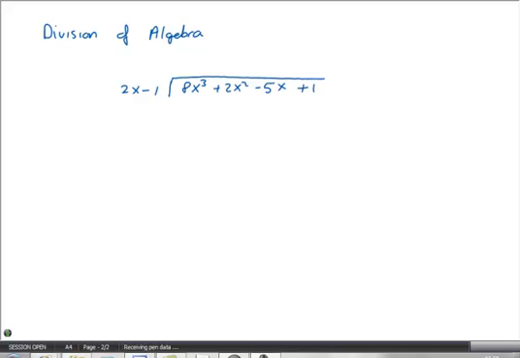Okay, so division of algebra. There's a question there on the board. So 2x minus 1 divided into 8x cubed plus 2x squared minus 5x plus 1. The first thing to notice about the question is what's being divided into. That's the 8x cubed. There's a coefficient, a number in front of the x cubed, the x squared, the x, and there's a normal number. So there are no changes or additions that need to be made to the question before we can move forward with it.